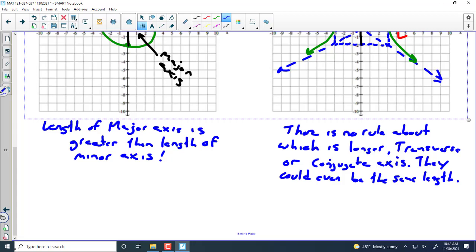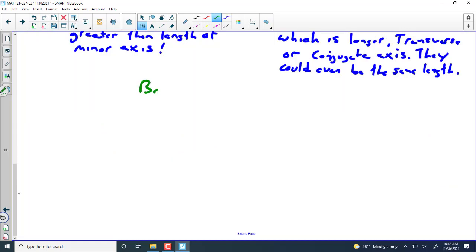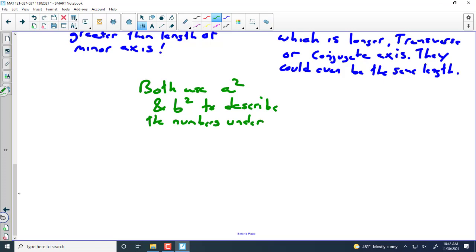But they both have vertices, they have similar looking equations. We plot those 4 points in the same way. You can see how it'd be very, very easy to get the rules of the ellipse confused with the rules of the hyperbola and then just get some sort of botched drawing that doesn't make any sense at all. Because what happens is they both use a squared and b squared to describe the numbers under x squared and y squared.